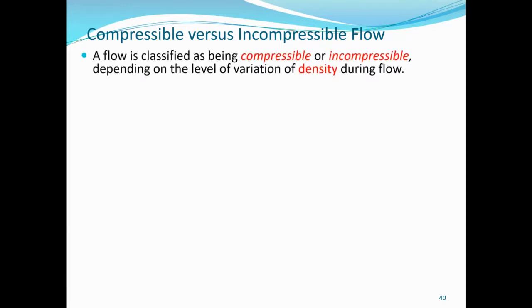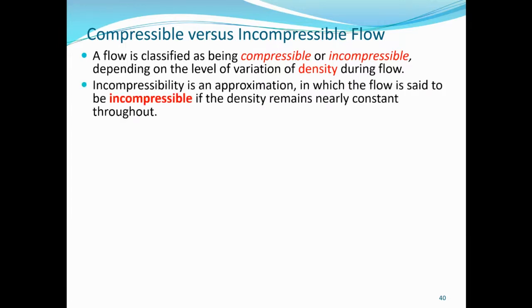Now, another type of flow which we discussed before is the compressible versus incompressible flow. Here, a flow is classified as being compressible or incompressible depending on the level of variation of density during flow. Okay, we talked about density, isn't it? As in chapter 2. Incompressibility is an approximation in which the flow is said to be incompressible if the density remains nearly constant throughout.